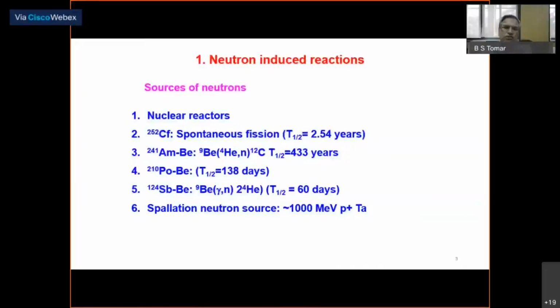So this is a new source where a lot of innovations have taken place in producing neutrons, and you can thermalize the neutrons and use thermal neutrons, or you can use high energy neutrons. So a lot of innovations have taken place in terms of the neutron sources.